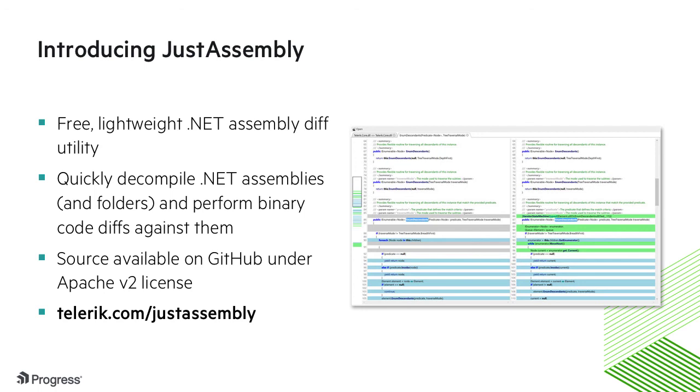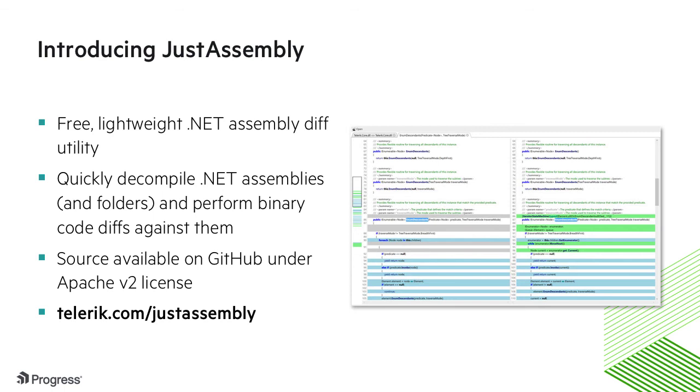Finally, I wanted to take a moment to introduce you to a new tool we've added. It's called JustAssembly. JustAssembly is a lightweight .NET Assembly diff utility. It quickly decompiles .NET assemblies, including folders, and performs binary code diffs against them. A tool like this is useful in situations you'll likely encounter when building and shipping software. For example, JustAssembly enables you to evaluate all changes made to binaries before shipping them to customers.